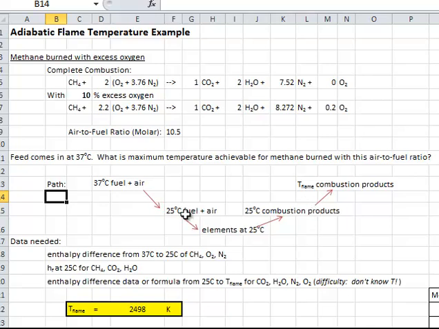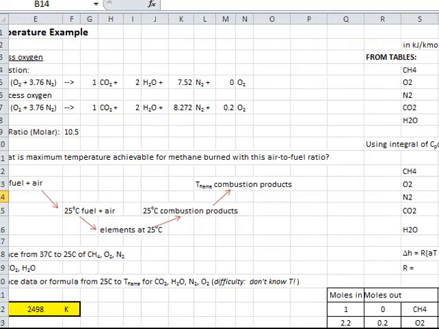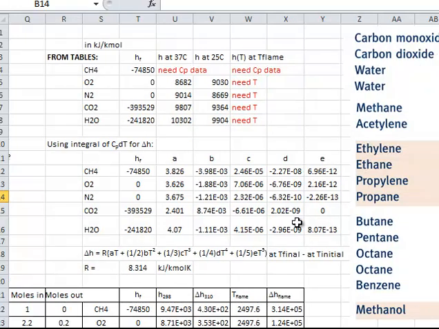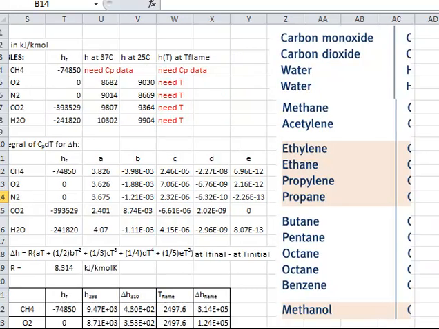I'm going to need heats of formation of all of my substances, and I'm going to need enthalpy difference data for all of my combustion products. So if we go looking at the tables, what I found is that for methane, I can find heat of formation. CO2, H2O, no problem. Oxygen and nitrogen do not have a heat of formation. Well, the heat of formation is 0 because they are already elemental.